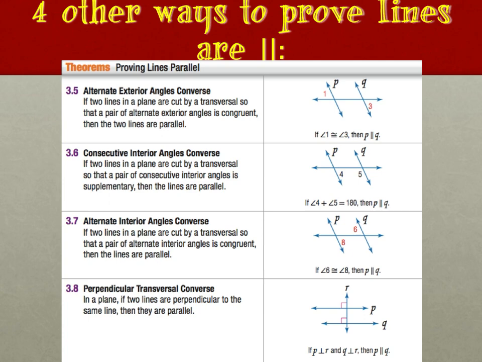In the second one, if I know the consecutive interior angles add up to 180, that they're supplementary, then I know that the lines are parallel. For the third one, if alternate interior angles are congruent, 6 and 8 in this picture, then P is parallel to Q. And finally, if both P and Q are perpendicular to the same line, then I know that the lines have to be parallel. There's no way that if they're not parallel, they would both be perpendicular to that transversal.